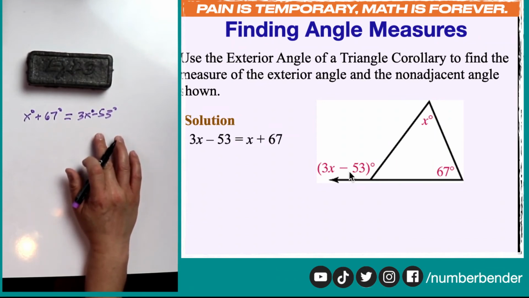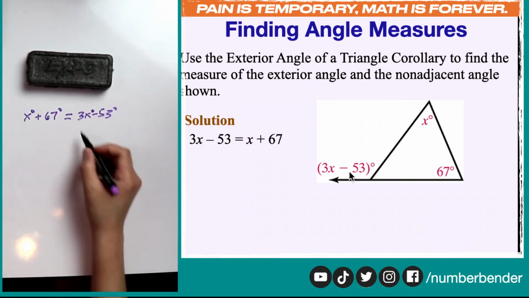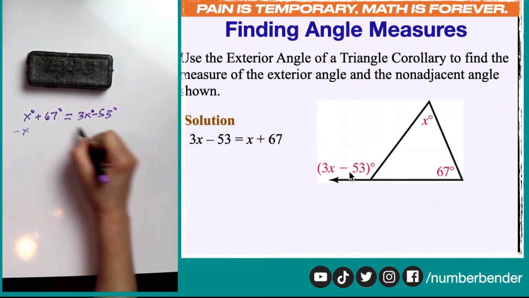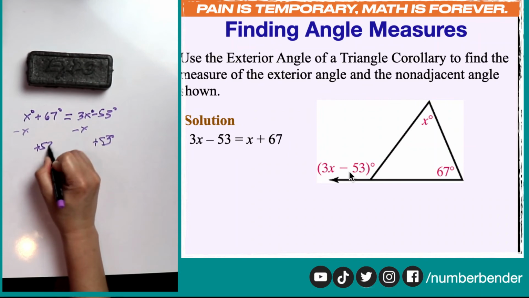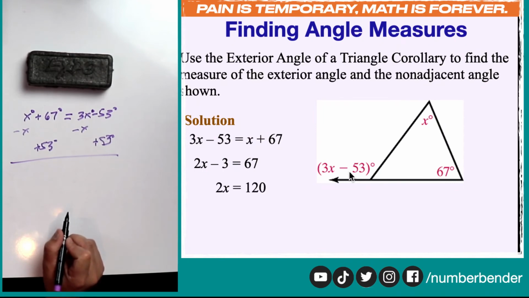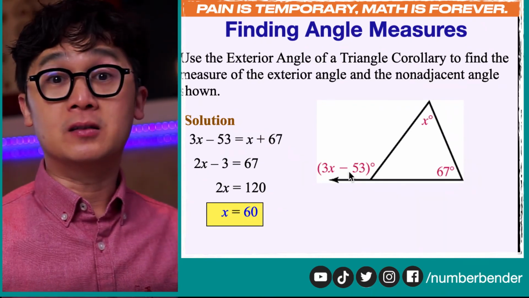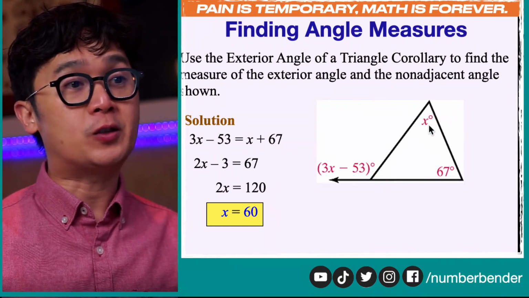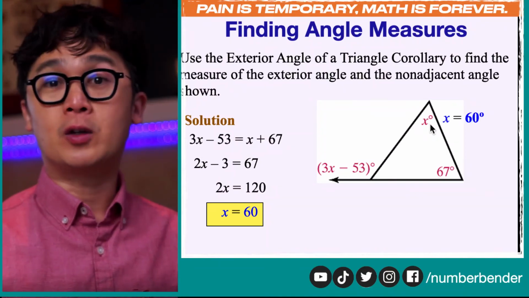So from 3x minus 53 equal to x plus 67, we can subtract x here, and we can add 53 degrees here, and we'll have 2x minus 53 plus 53 is equal to 67 plus 53, or 2x is equal to 120. So we'll have x is equal to 60 degrees as the measurement of our angle x. So now all we need to do is to plug in the value of x to our expression. So this corner right here is equal to 60 degrees.